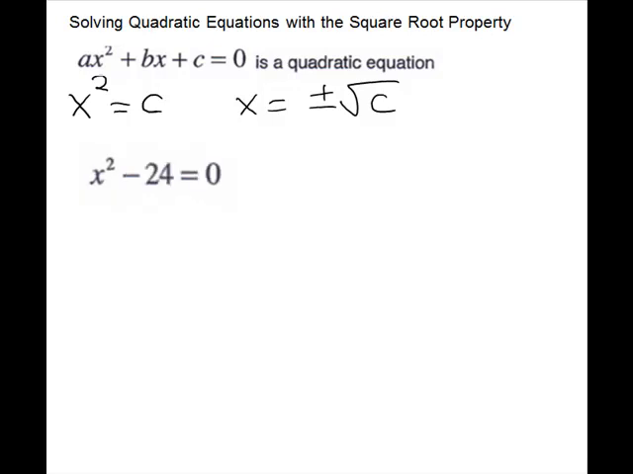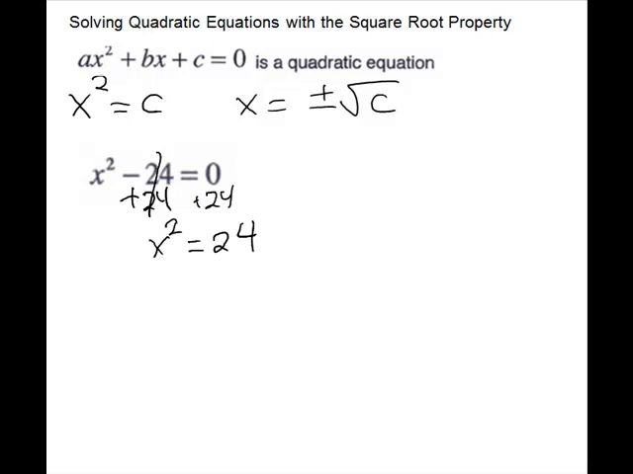For the next problem, it is a quadratic equation. It has the x squared. It is missing the x term. So we have x squared and we have a constant. This is the proper kind for square root method. You need to isolate your square term. So we need to get the 24 off. We're going to add a 24 to both sides, and that will give us x squared equals 24.